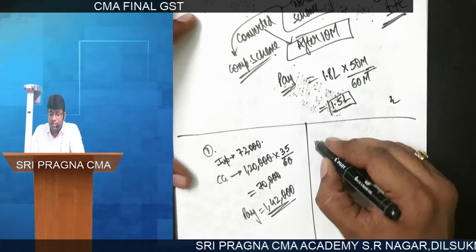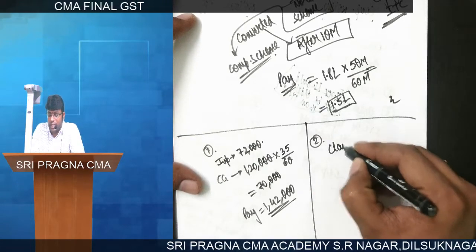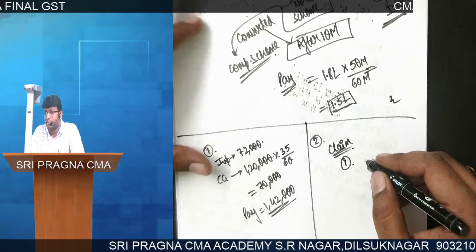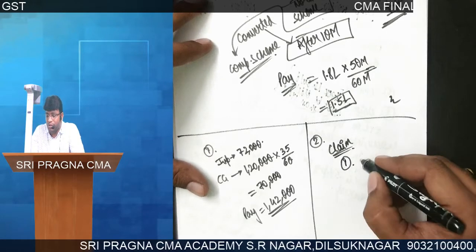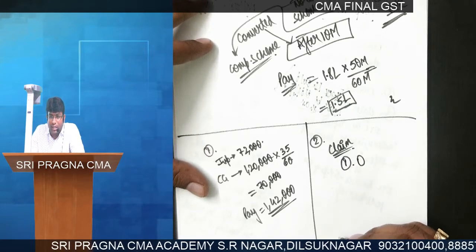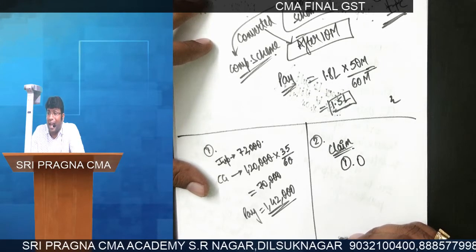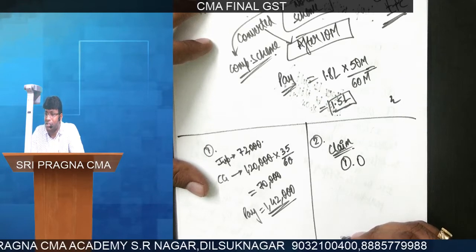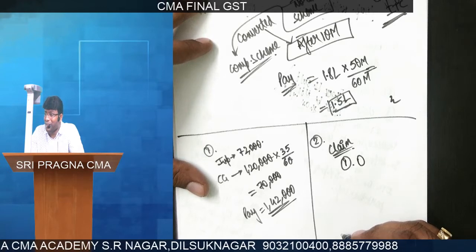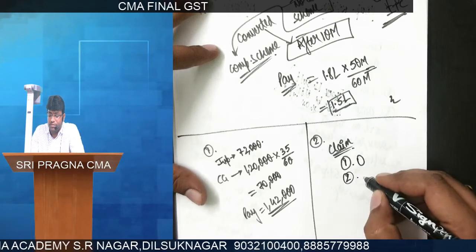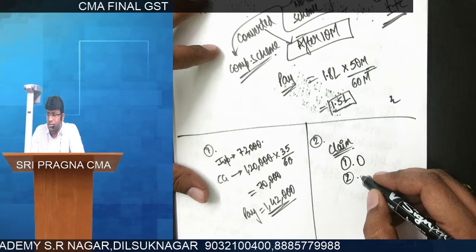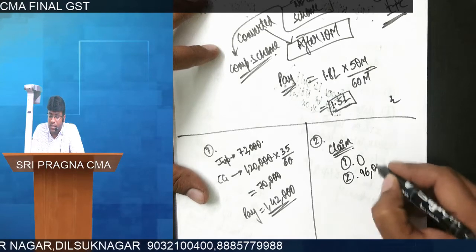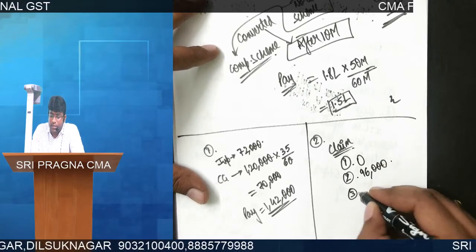Clear? Then second question. Second question was claiming credit. Correct, no? First point, how much credit? First point, 0. Why? Stock is older than 1 year. If you forget that point, forget June or December. So please don't forget the point. Second point. $96,000. Correct, no?